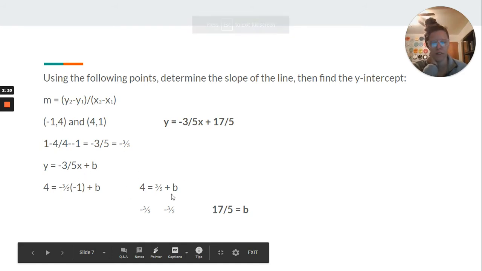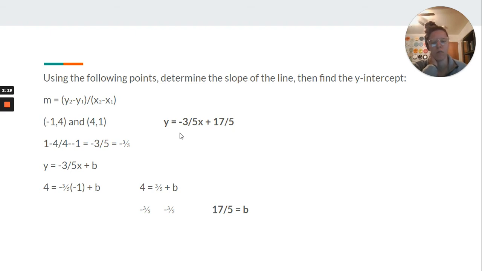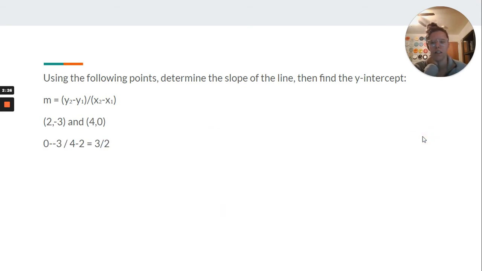So 4 equals 3/5 plus b, so we subtract 3/5 from both sides. We end up with 17/5 equals b. So we would rewrite the whole equation. We'd have y equals -3/5 x plus 17 over 5. Okay, let's look at a different one.